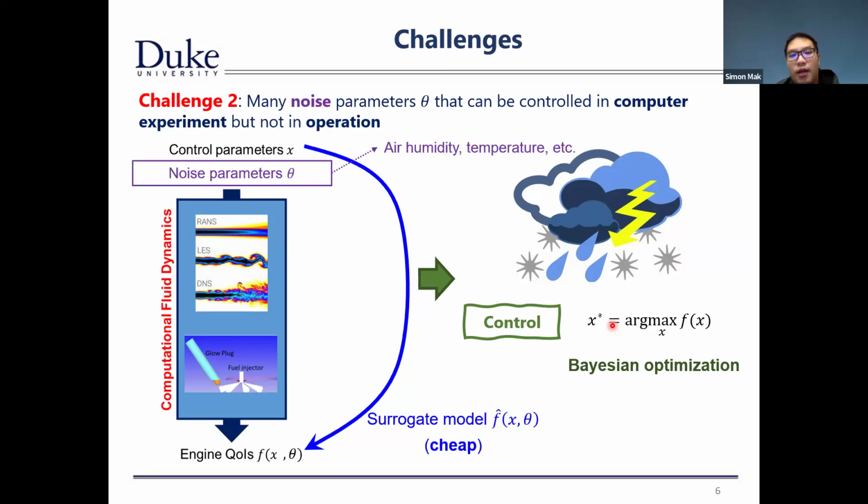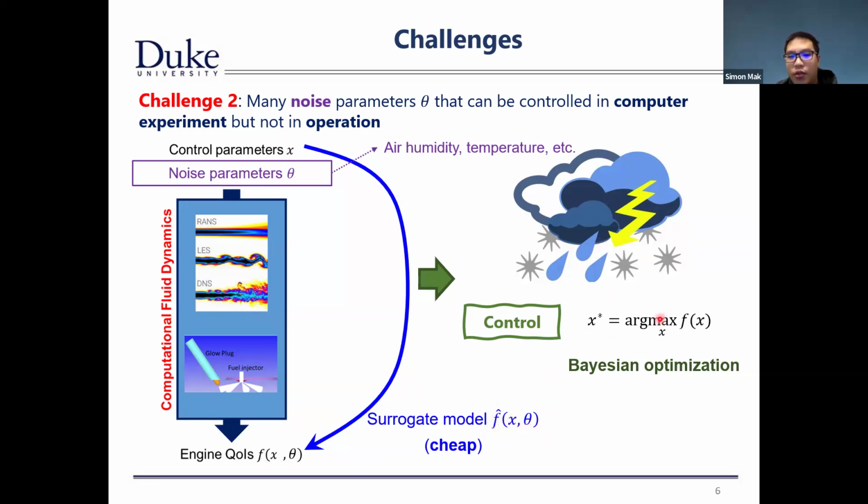Another challenge that we face is that many of these parameters in our computer experiment can be controlled in the simulator, but they cannot be controlled in reality. So I'm going to call these things noise parameters, right? So, in our application here, this can consist of air humidity, temperature, etc. I'm going to call it theta. Now, so in this simulator, we have both x and theta, and it maps this to the quantities of interest f of x and theta. So we can still build a surrogate model here that is f hat of x and theta.